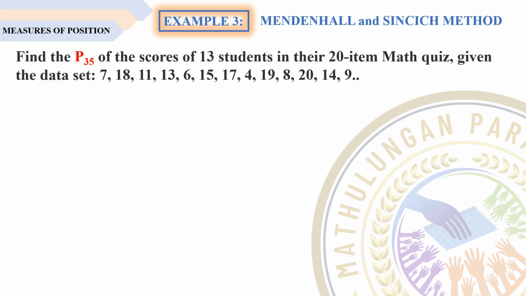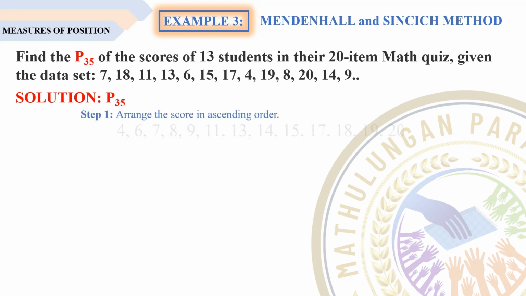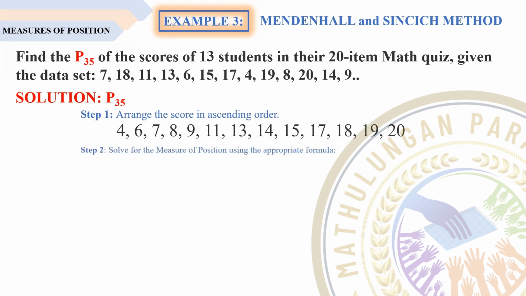So using the steps sa Mendenhall and Sincich method, ang solution natin sa finding the 35th percentile, sa step 1 natin, arrange the score in ascending order. So inayos natin yung ating data from least to greatest. Kaya nagkaroon tayo ng 4, 6, 7, 8, 9, 11, 13, 14, 15, 17, 18, 19, and 20. And now, our step 2, solve for the measure of position using the appropriate formula.